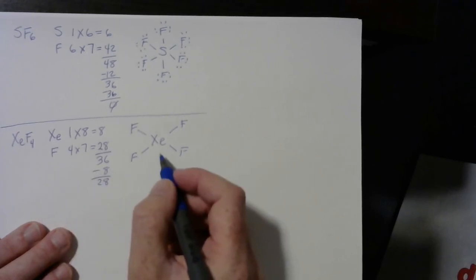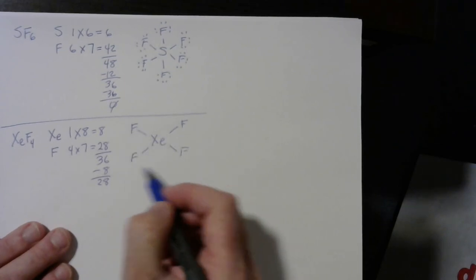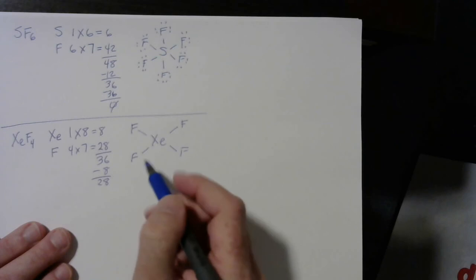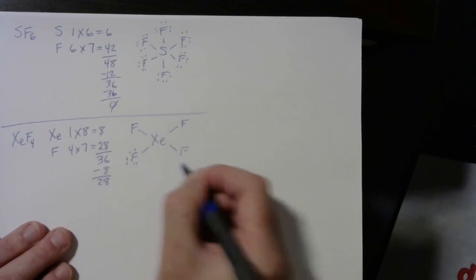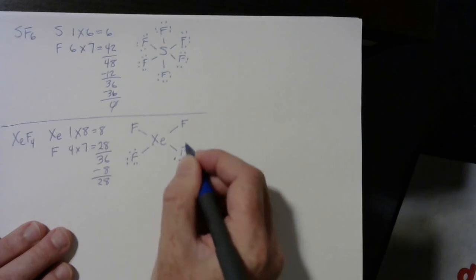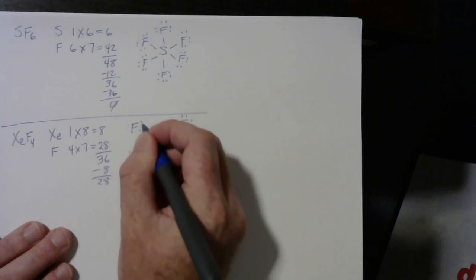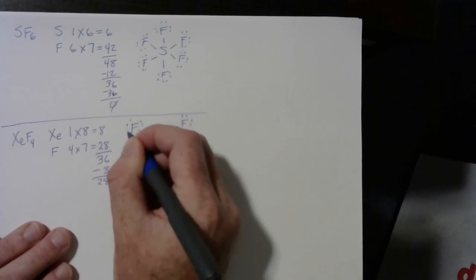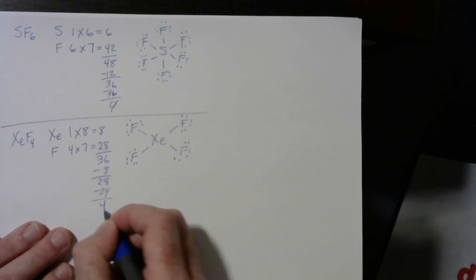Let's ignore the xenon for right now. I got 4 fluorines, each needing 6 electrons. 6 times 4 is 24. So I could add in the non-bonding electrons on each fluorine, and I have plenty of electrons to do that, even too many. But let's figure out what to do with those in a second. So that's going to take away 24. It's going to leave me with 4 left.